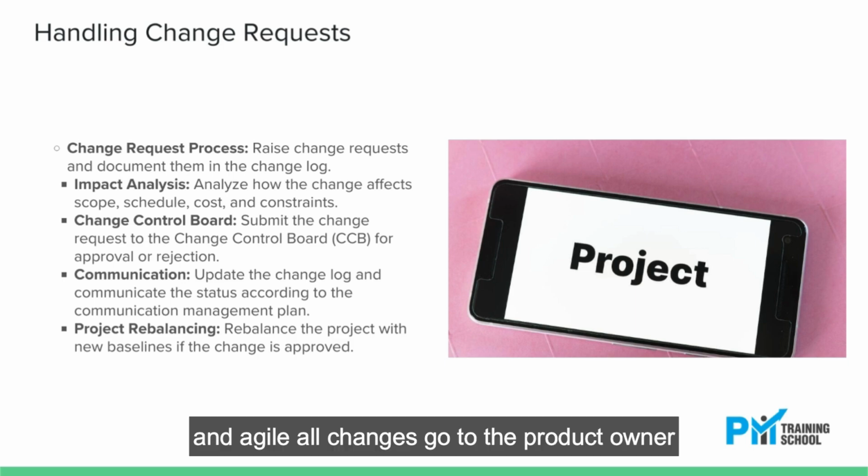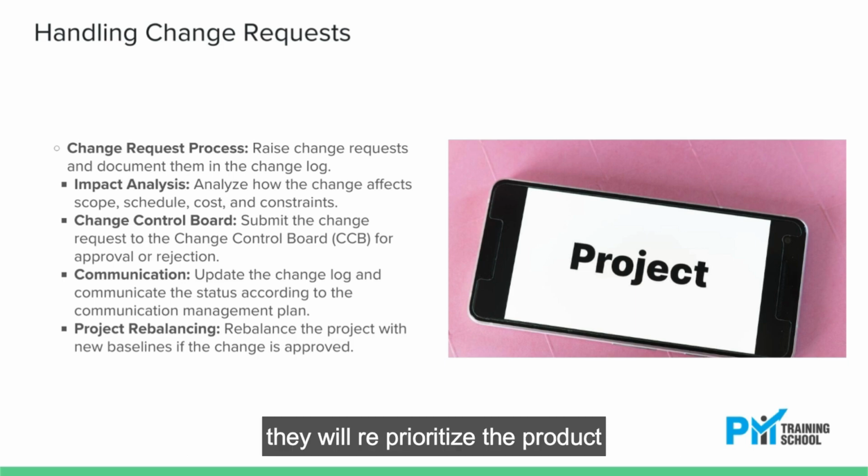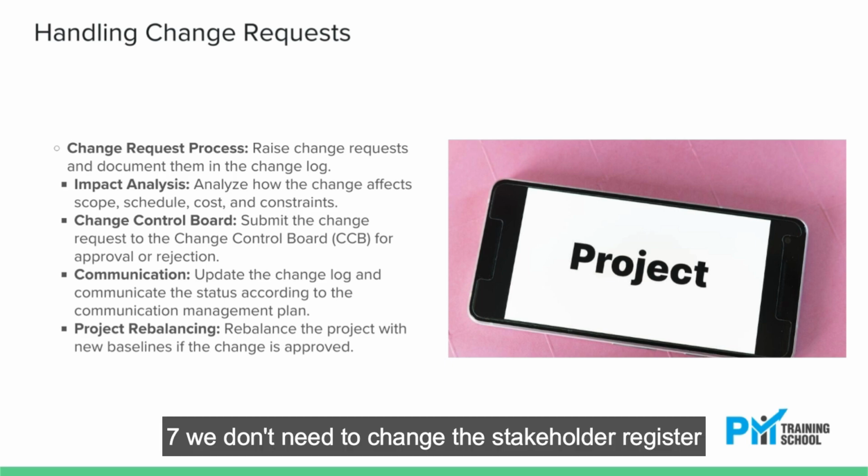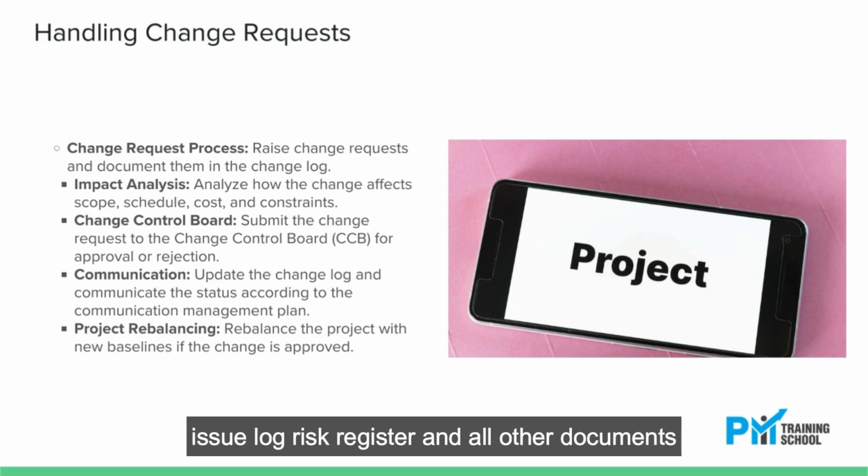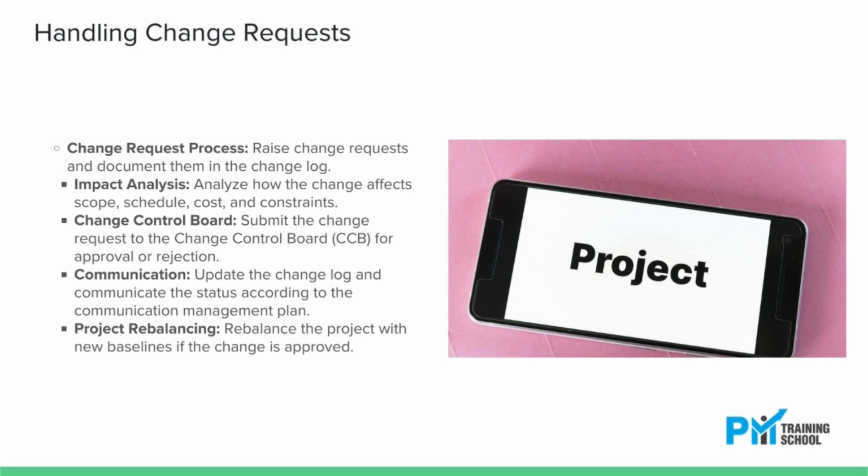In Agile, all changes go to the product owner. They will reprioritize the product backlog and handle the change, and one change request is enough to update all plans. 7. We don't need to change the stakeholder register, issue log, risk register, and all other documents. Only plans and baselines need a change request.